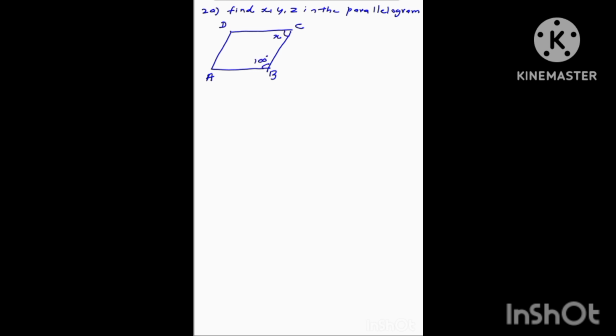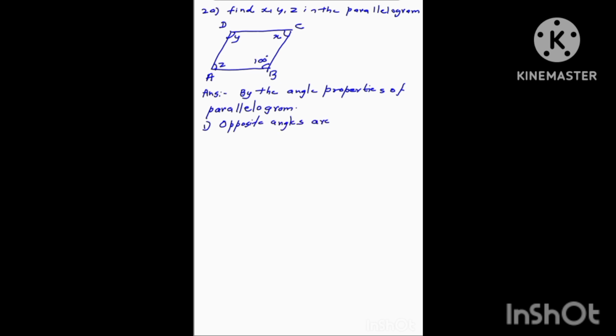So this is X, this is Y, and this is Z. We have to find the angles X, Y, Z. How will we find out? We will be using the angle properties of a parallelogram. First property we are using, see the comment there, by the angle properties of the parallelogram. First property is opposite angles of parallelogram are congruent or are equal.